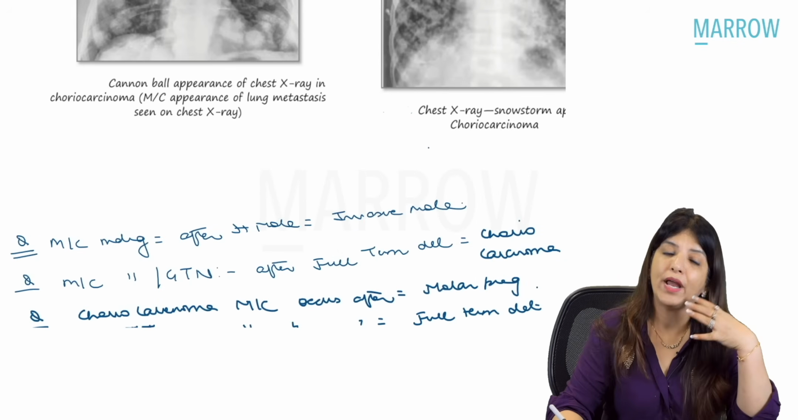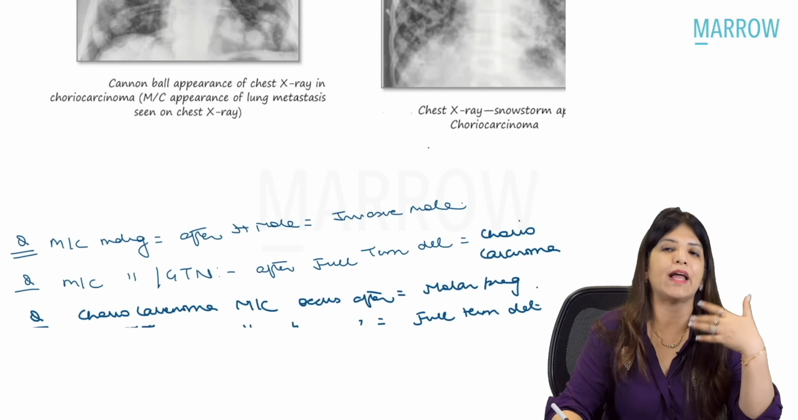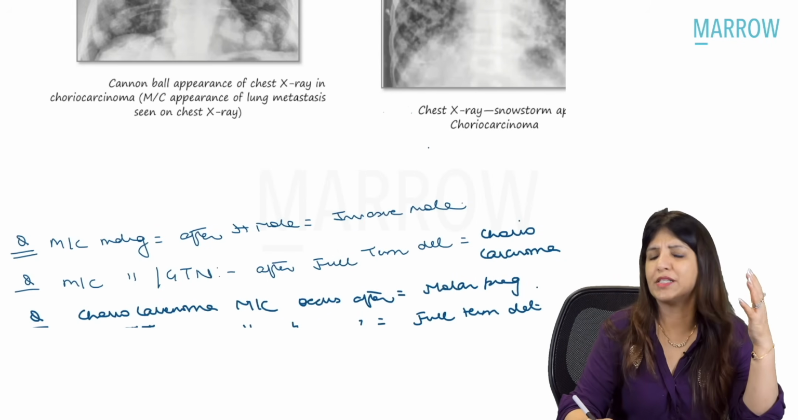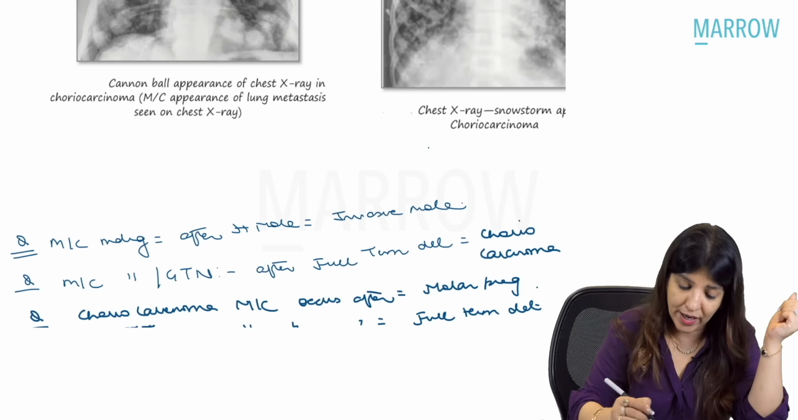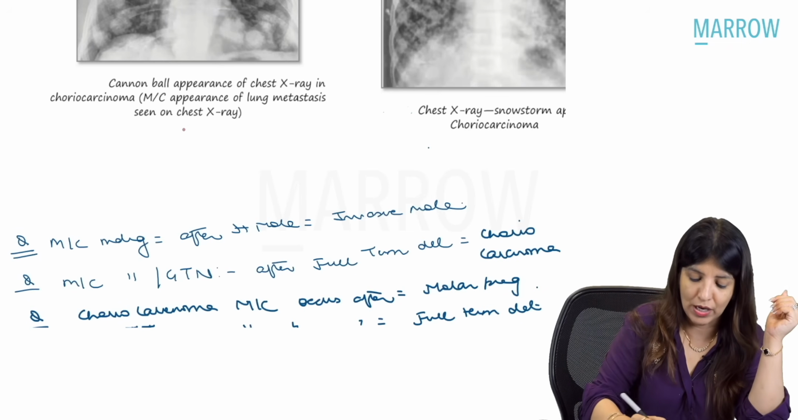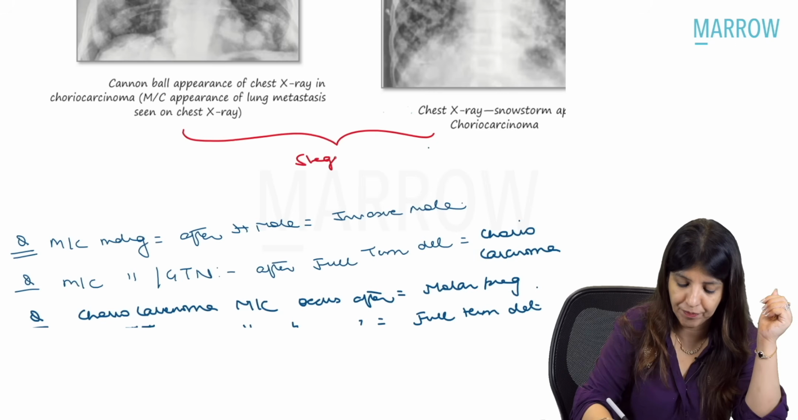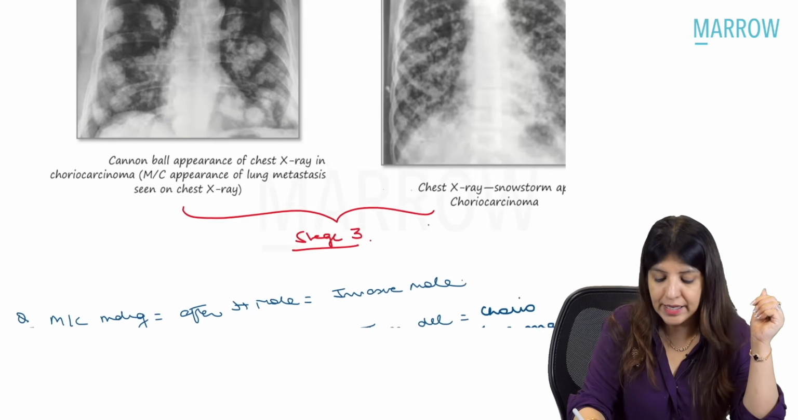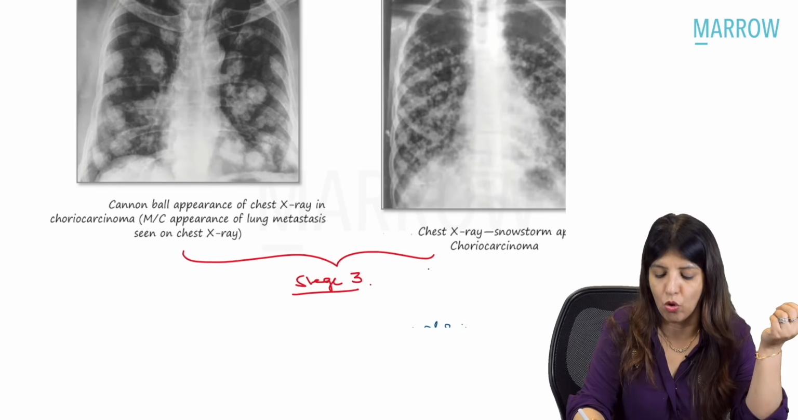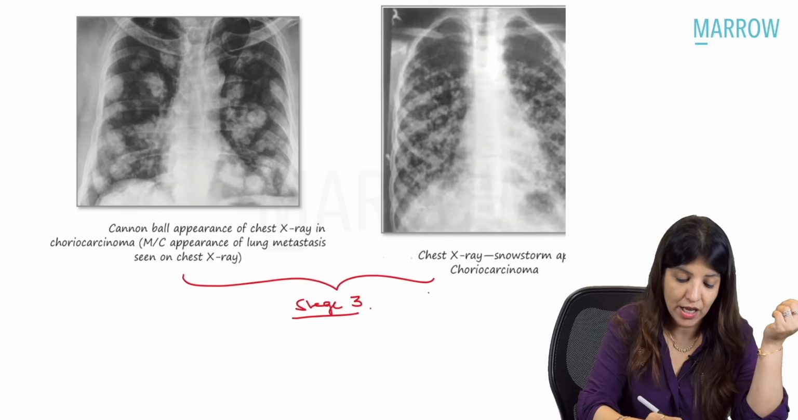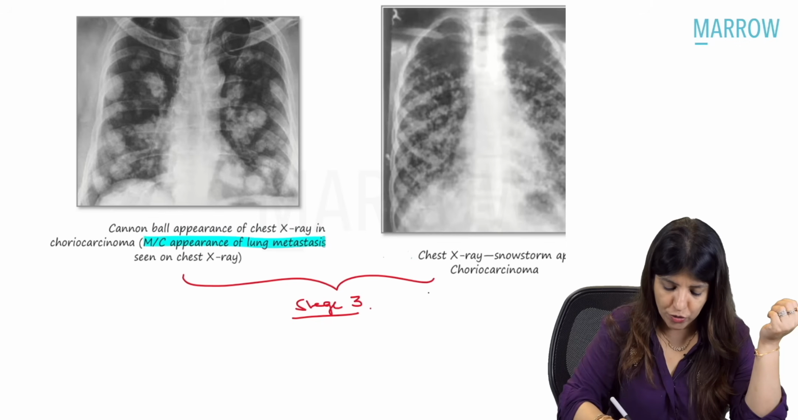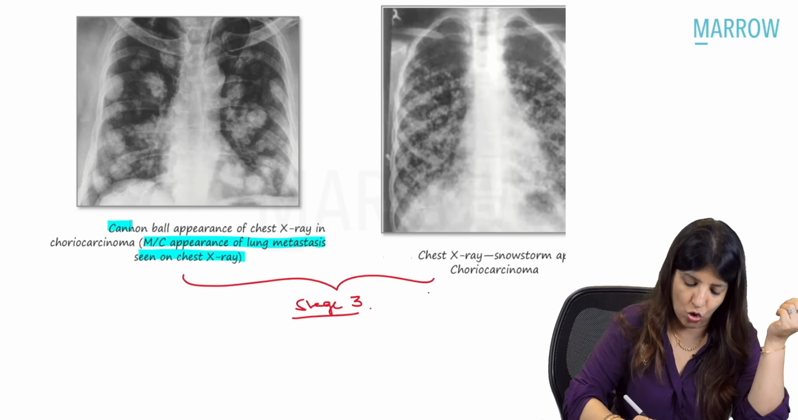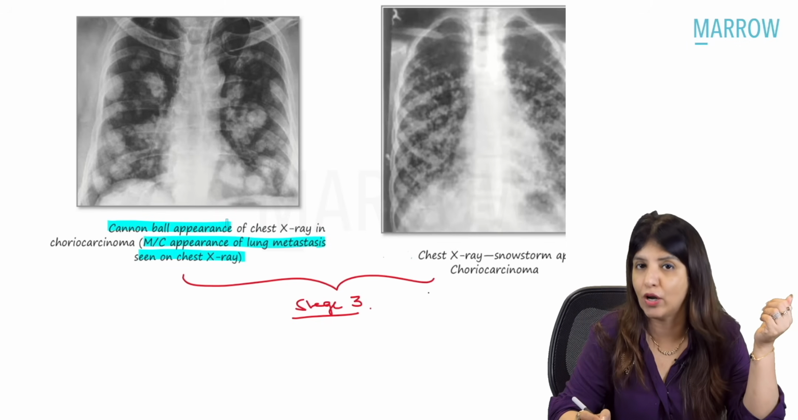Now, GTN can metastasize, and the most common site of metastasis is lungs. Whenever GTN metastasizes to lungs, that is stage 3. In which stage are the lungs involved? Stage 3. And in stage 3, when the lungs are involved, when you are going to do a chest X-ray, the most common appearance which you get of lung metastasis on chest X-ray is a cannonball appearance.